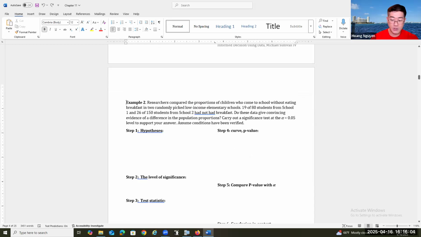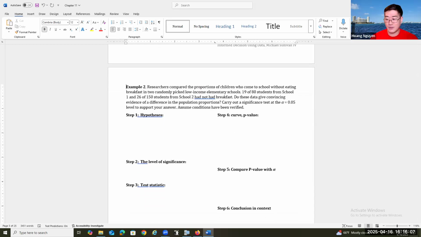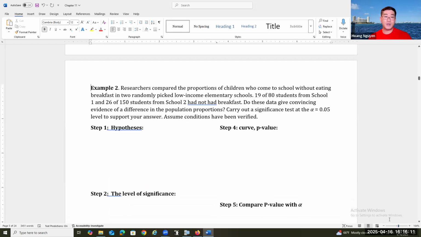Let's give it a try again. Okay, so now we're gonna take a look at the second example. Researchers compare the proportion again.